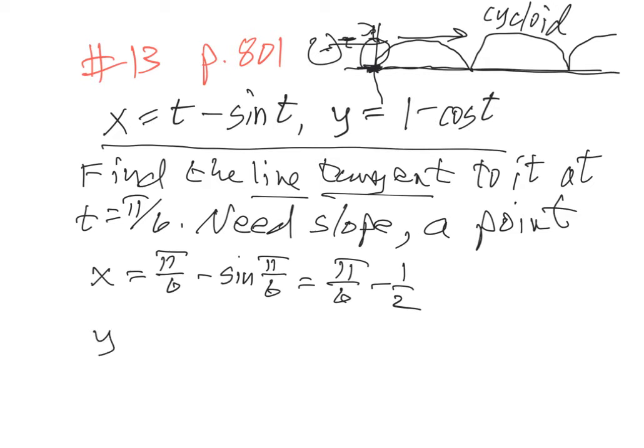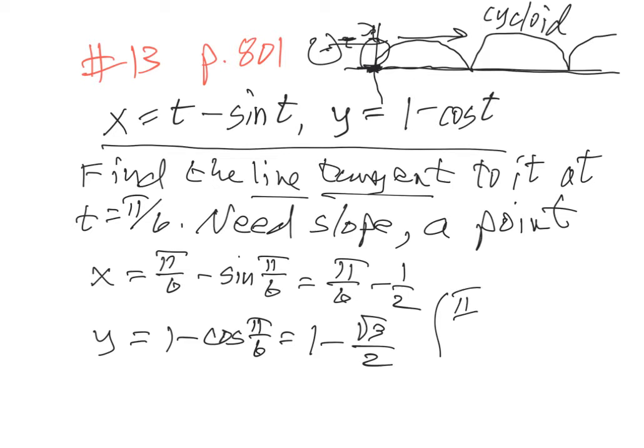The y-coordinate is 1 minus the cosine of pi over 6, and we know that as well. 1 minus the square root of 3 divided by 2. So there's the point, not the prettiest point around. Pi over 6 minus 1/2, 1 minus the square root of 3 over 2.